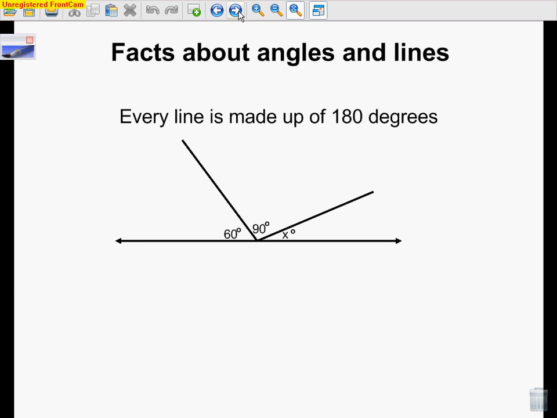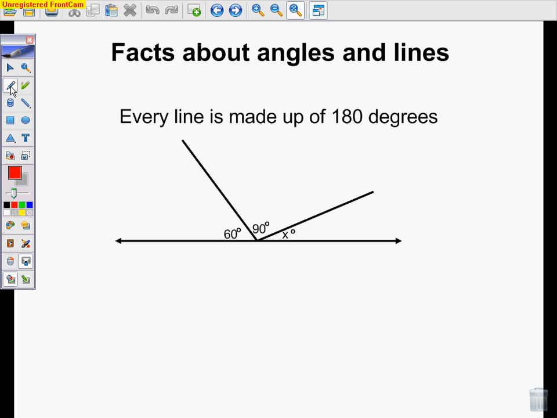Alright, before we get into the questions for this section, I want to go over a couple of facts about angles and lines. Every line is made up of 180 degrees. If you measure a line from one point on the line to the next, that's a total of 180 degrees. So, knowing that fact, in this problem, we can add up our angles that we know. 60 plus 90 is 150. So we have 150 degrees so far. And because we know that it has to add up to 180, we know that x has to be what? X would have to be 30.